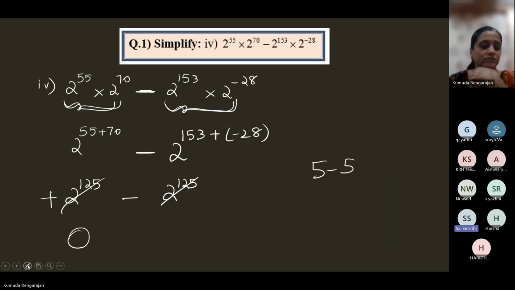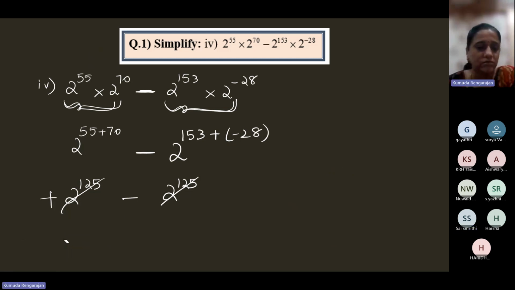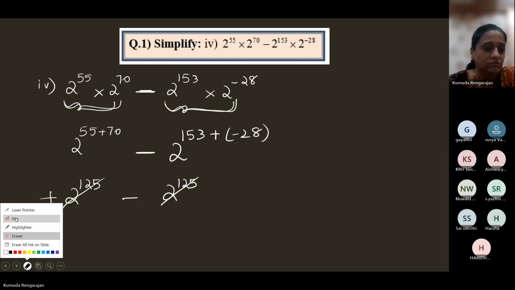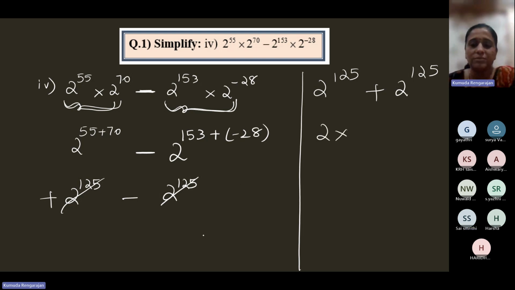Ma'am, what if we have 2 to the power 125 plus 2 to the power 125? So 2 to the power 125 plus 2 to the power 125 will be 2 into 2 to the power 125, because repeated addition is multiplication, right?